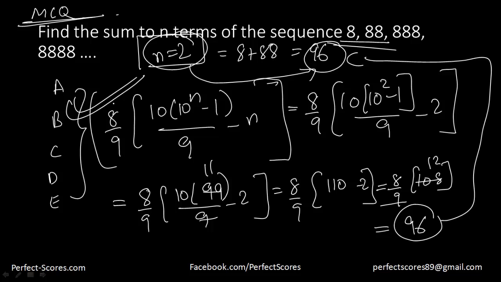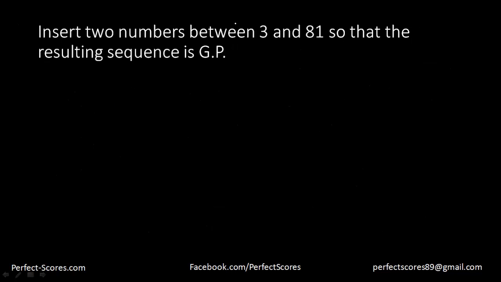So I suppose you're understanding this point over here. Moving on to the next question. So let's go ahead and do this question. The question says that I have to insert two numbers between 3 and 81. Let's suppose the numbers are x and y, such that everything is in geometric progression.